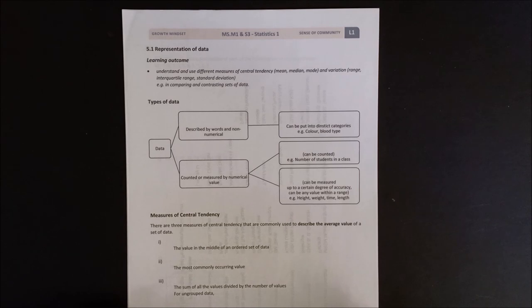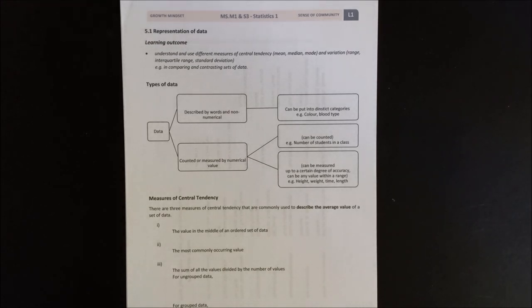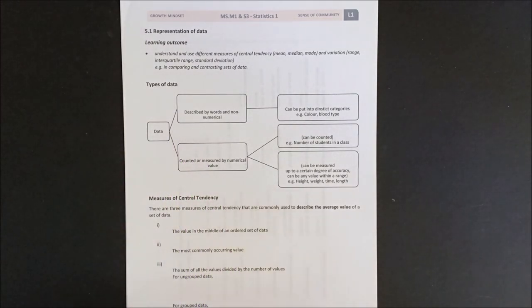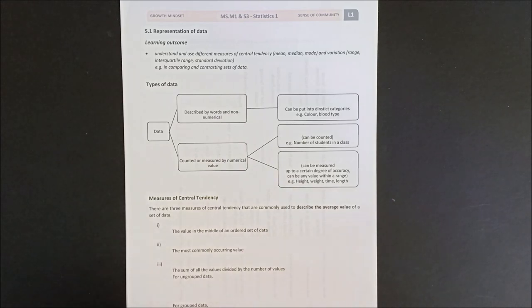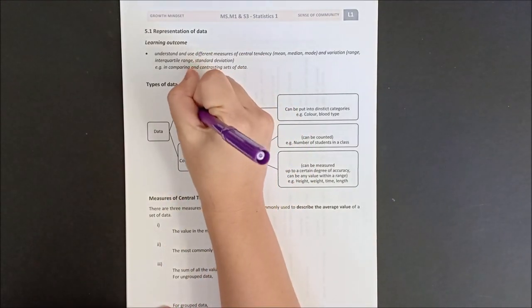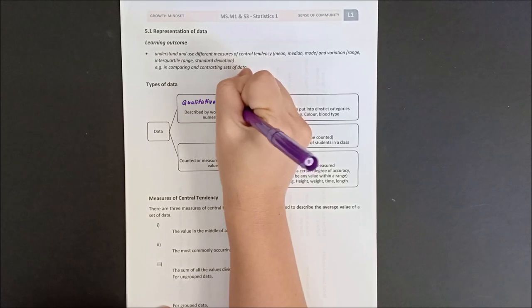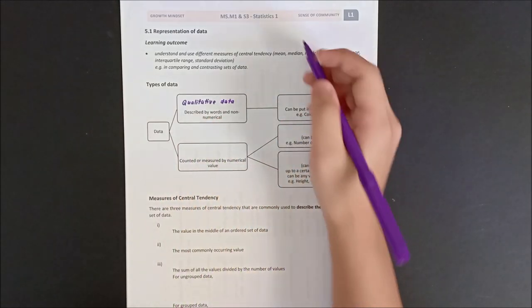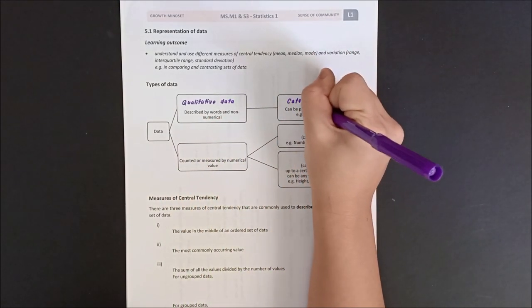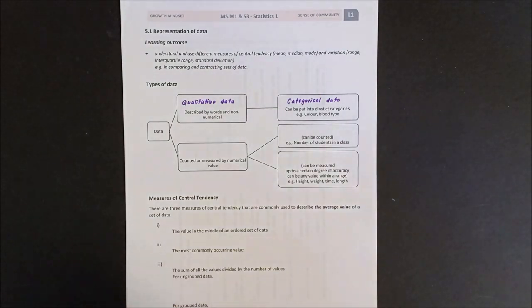Before we go into the learning objective, let's go through a very easy introduction to statistics first. In statistics, there are two types of data. The first one is data that you describe with words and is non-numerical. We call this qualitative data. This kind of data you cannot measure or count. Normally it is categorical, meaning something you can put into a category, for example, what is the color, or what is the blood type, and so on.